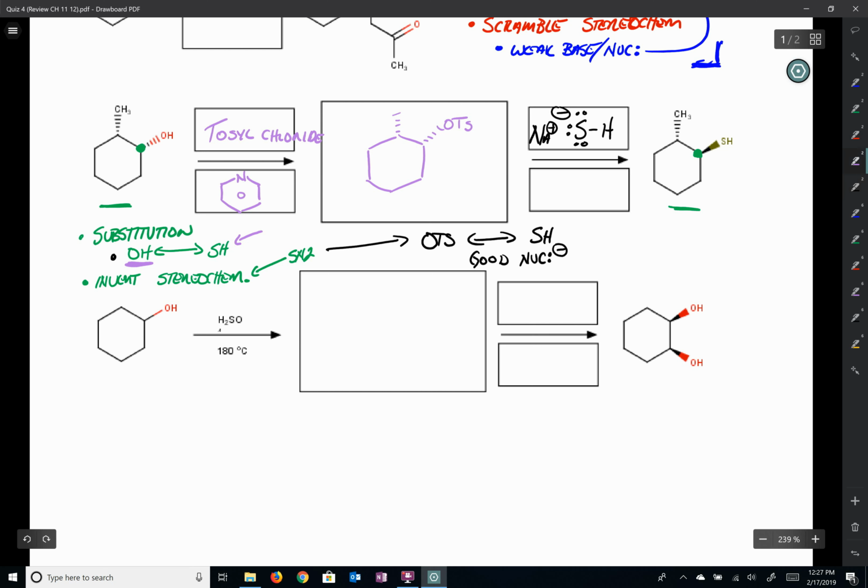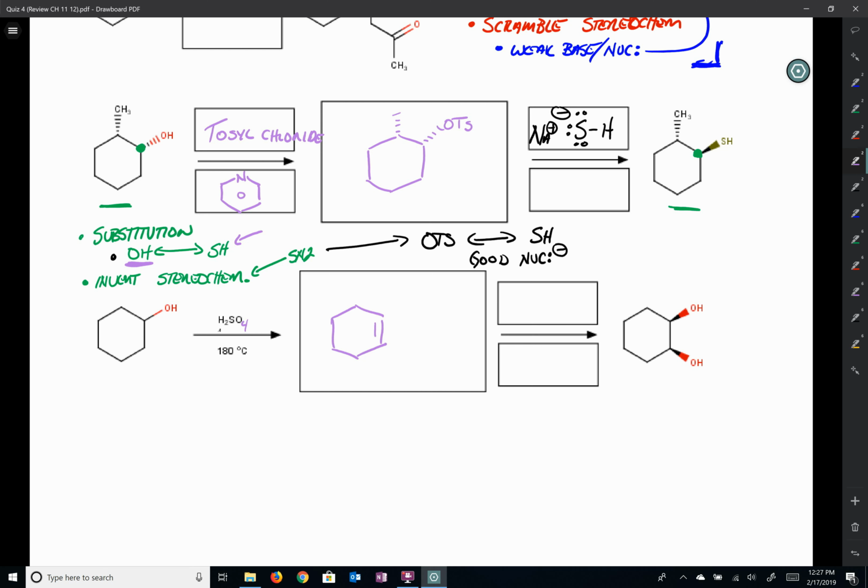All right, question on the bottom. We've got an alcohol, we've got sulfuric acid. Remember, there was a slight typo here. There should have been a 4 there. It kind of got scrambled down to the last row there. But anyway, sulfuric acid, high heat, alcohol, acid catalyzed dehydration. Okay?